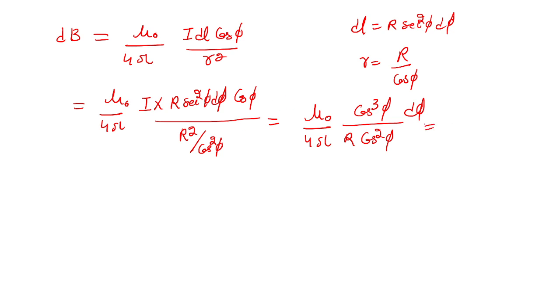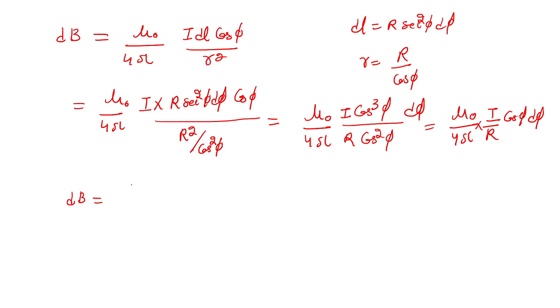So if we calculate it further, this is our expression, and here is also I, so don't forget it. It is I over r multiplied by cos phi d phi. And what is the value of the magnetic field for that small current element?